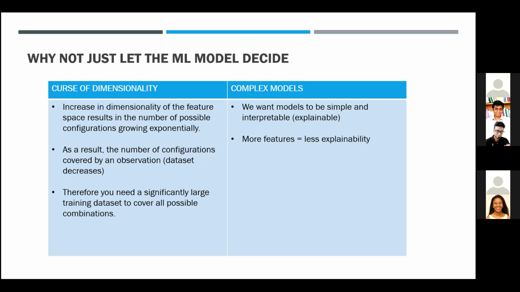First thing is the concept of the curse of dimensionality. And I'm sure if you've worked with data, this is one of the first things you're going to come across. The concept of the curse of dimensionality is that once there's a significant increase in the feature space, it results in the number of possible configurations growing exponentially.